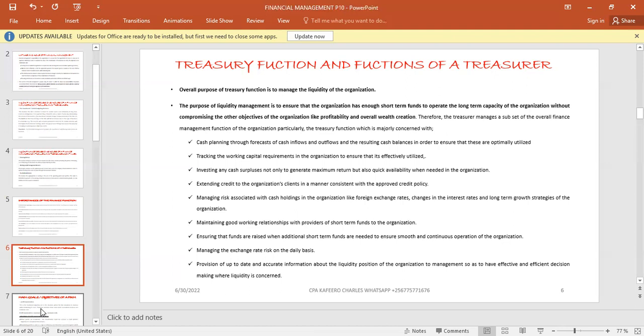The fourth point we are talking about is extending credit to the company's clients. Here we are looking at, if the company has some money, it can be able to offer credits.